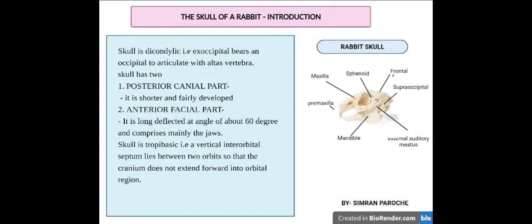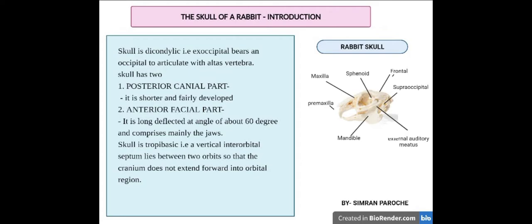Today we are going to study about the skull of rabbit. The skull of rabbit is dicondylic, that means each exo-occipital bears an occipital condyle to articulate with the atlas vertebra, as well as the skull is tropibasic, that is, a vertical interorbital septum lies between two orbits so that the cranium doesn't extend forward into the orbital region.